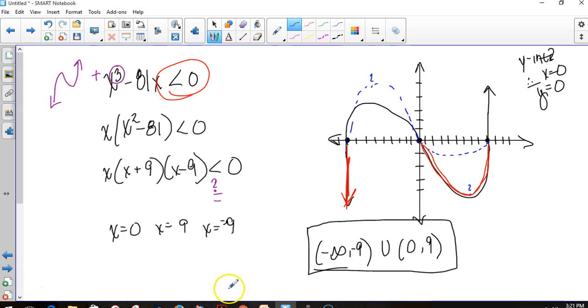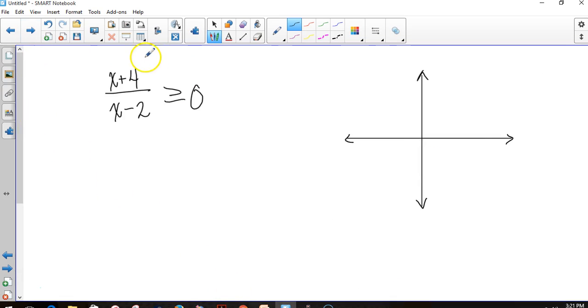We're going to do the same procedure for our rationals. Rationals are always a little bit more involved just because sometimes they break their own rules. First, we'll look for asymptotes. We have a numerator degree of 1 and a denominator degree of 1.